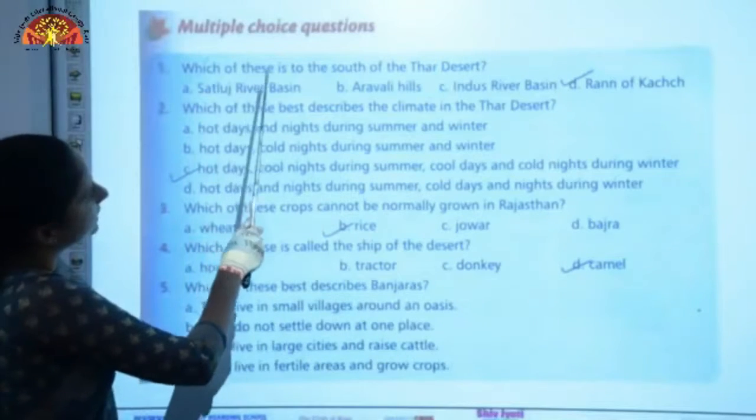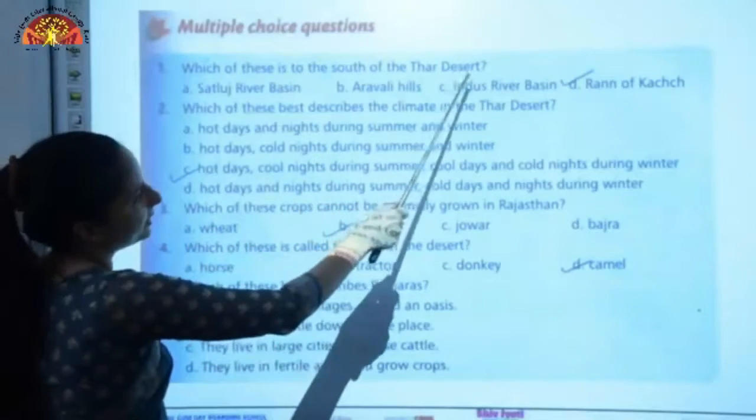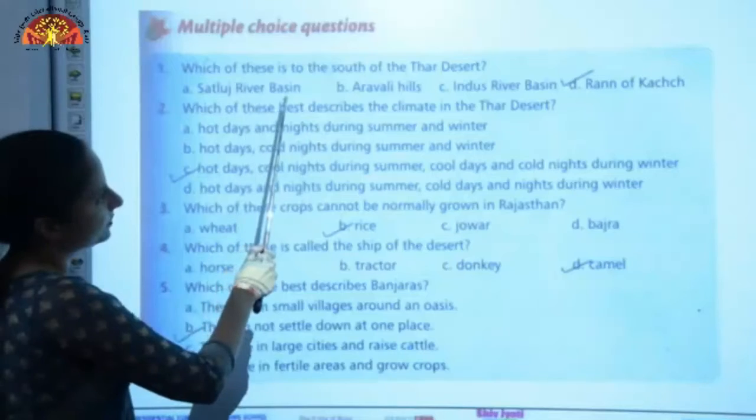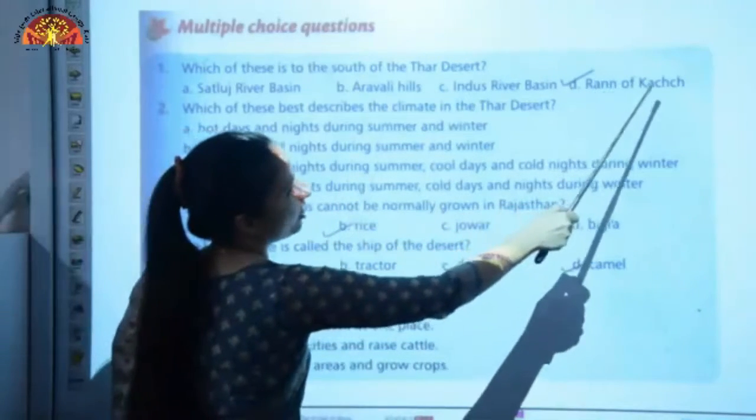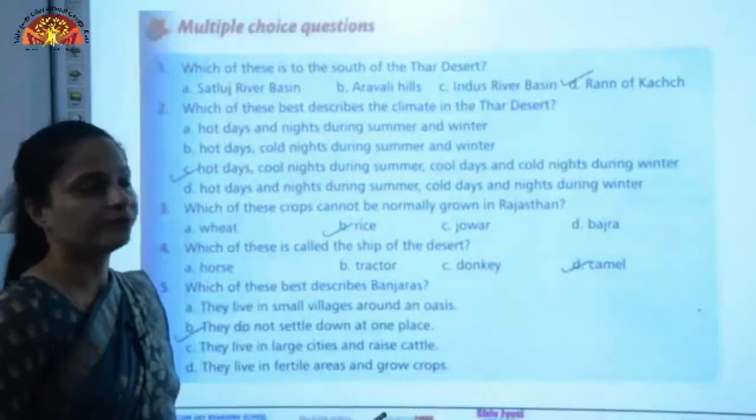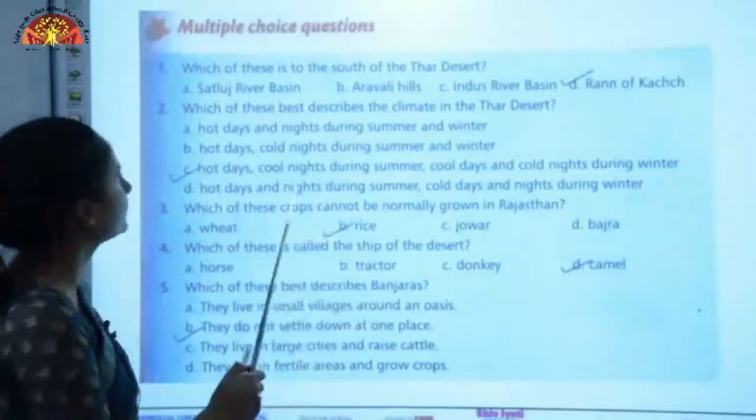First, which of these is to the south of the Thar desert? A. Satluj River Basin, Aravalli Hills, Indus River Basin, or Rann of Kutch. D is the correct option over here. The correct answer is Rann of Kutch.